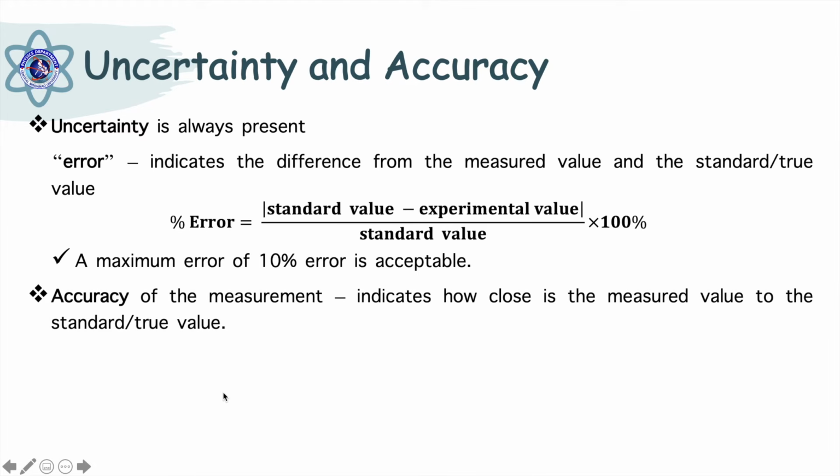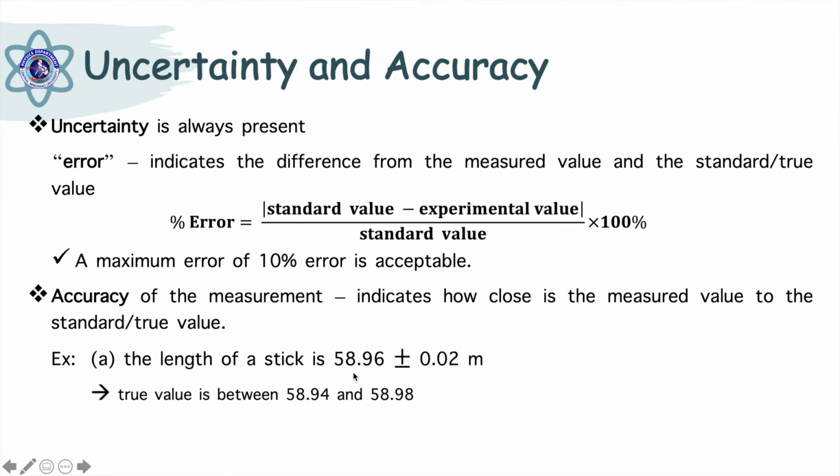When we say accuracy of the measurement, it indicates how close the measured value is to the standard value. For example, the length of a stick is measured as 58.96 meters with an uncertainty of 0.02 meter, meaning to say the true value is between 58.94 and 58.98. How did they calculate it? 58.96 minus the uncertainty, the result would be this one. 58.96 plus the uncertainty, the answer would be this one. It can also be written in this form.